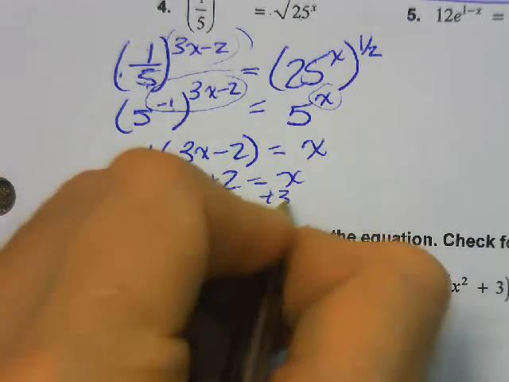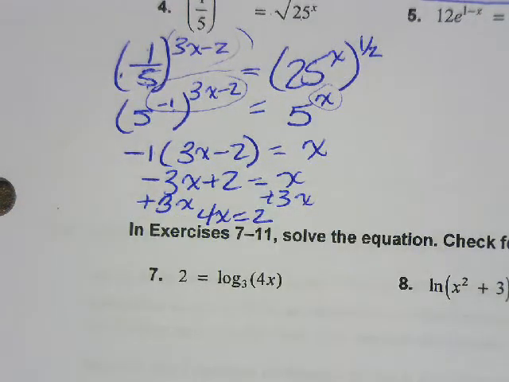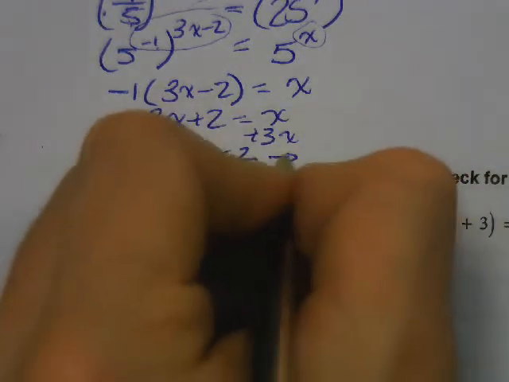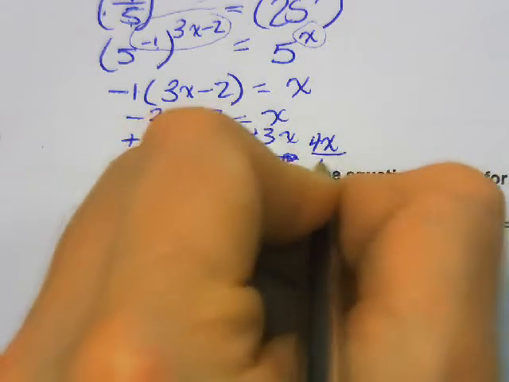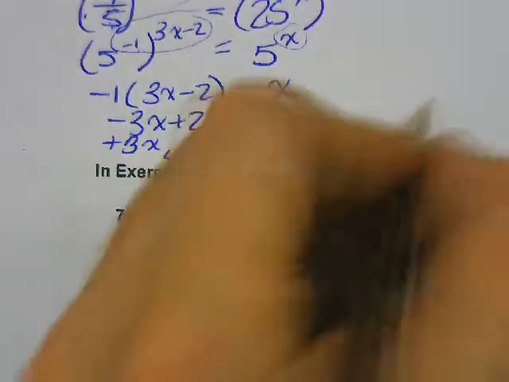When I divide both sides by 4, I have x is equal to 2 over 4. Another way to write 2 over 4 is 1/2. X equals 1/2.